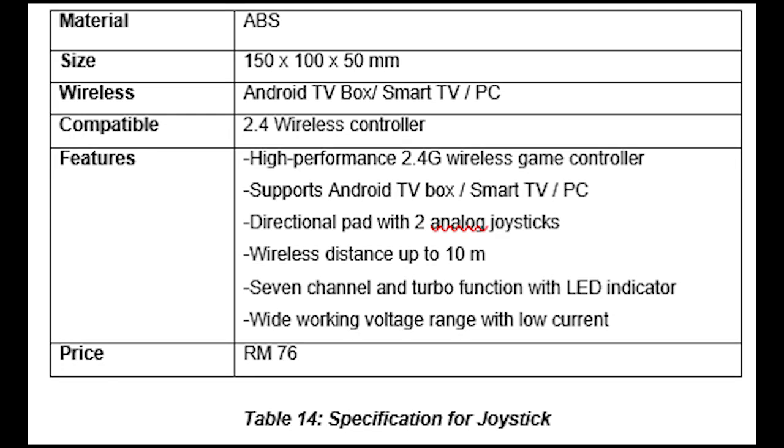The second input device is the joystick. This joystick material is ABS. The size for this joystick is 150x100x50mm. It works with Android TV box, smart TV, and PC wireless. The compatible type is 2.4 wireless controller. There are many features such as high performance 2.4G wireless game controller, supports Android TV box or smart TV or PC, directional pad with 2 analog joysticks, wireless distance up to 10 meters, 7-channel and turbo function with LED indicator, wide working voltage range with low current, and the price is only 76 ringgit.